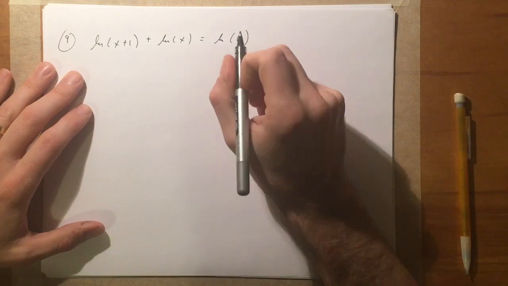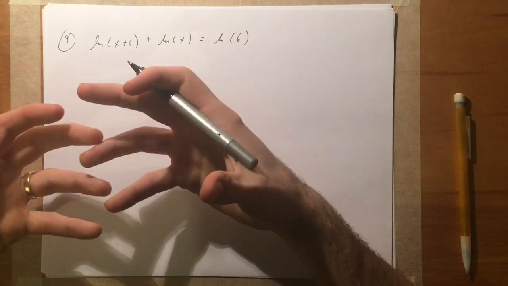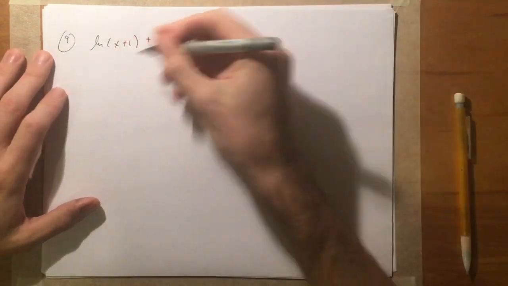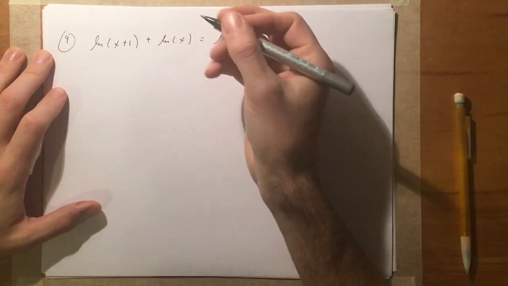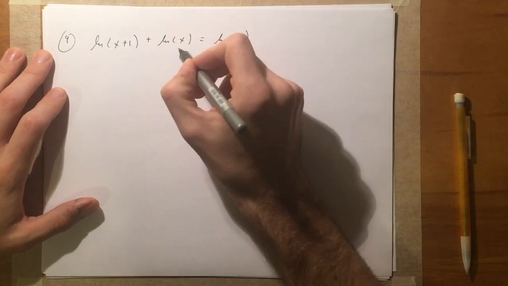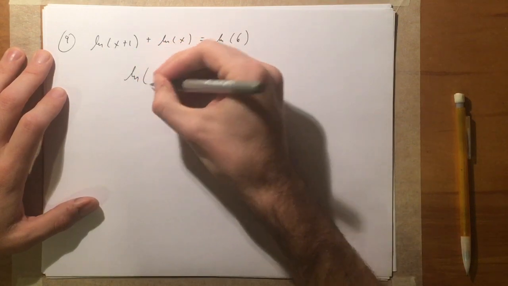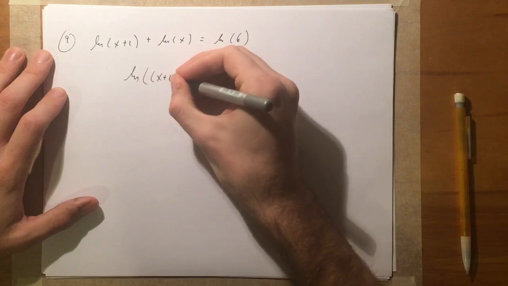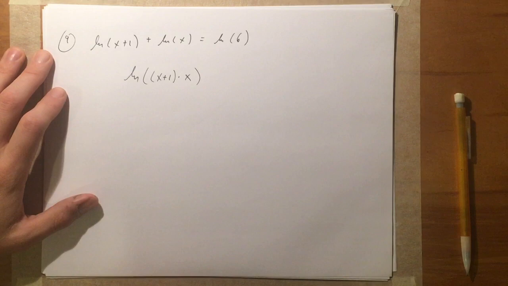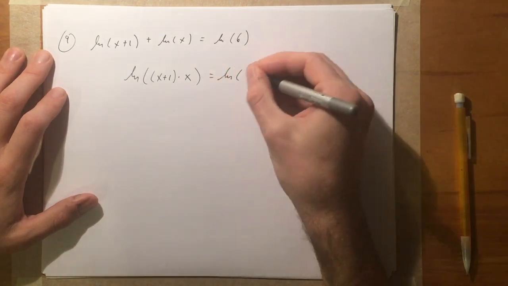So what you've got to do instead is combine them into a single logarithm using log properties, and then you can cancel them out. So step one, use the log property. In this case, we're going to use the product rule that says adding two logarithms together is the same as a single logarithm with the inputs multiplied. So there's x plus 1 times x inside a single logarithm. That equals the natural log of 6.